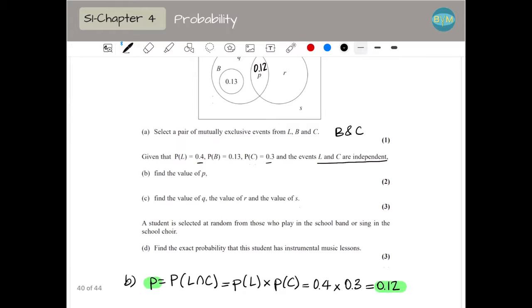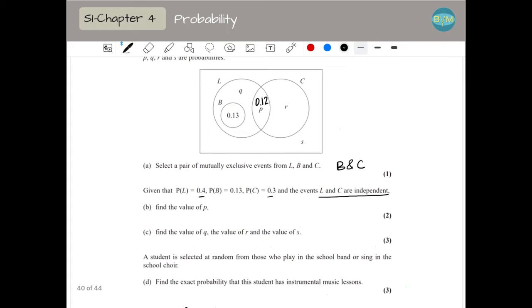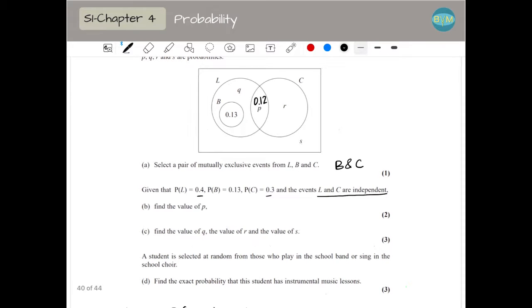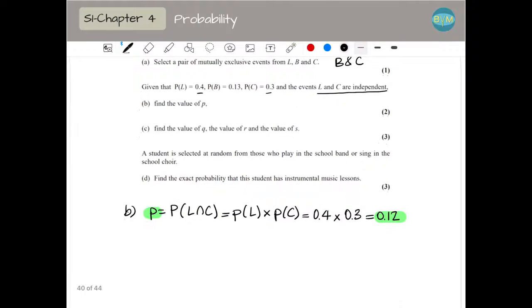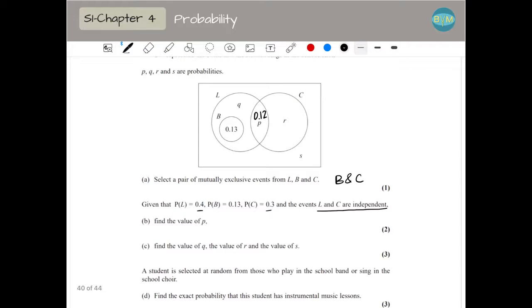Then part C, find the value of Q, R, and S. So we need to find the other values. We know the probability of C is 0.3, and we know this value here. So R is going to be 0.3 minus 0.12. So this is C, no? R is going to be 0.3 minus 0.12, which is 0.18. So this is the next one. We have another one, 0.18.